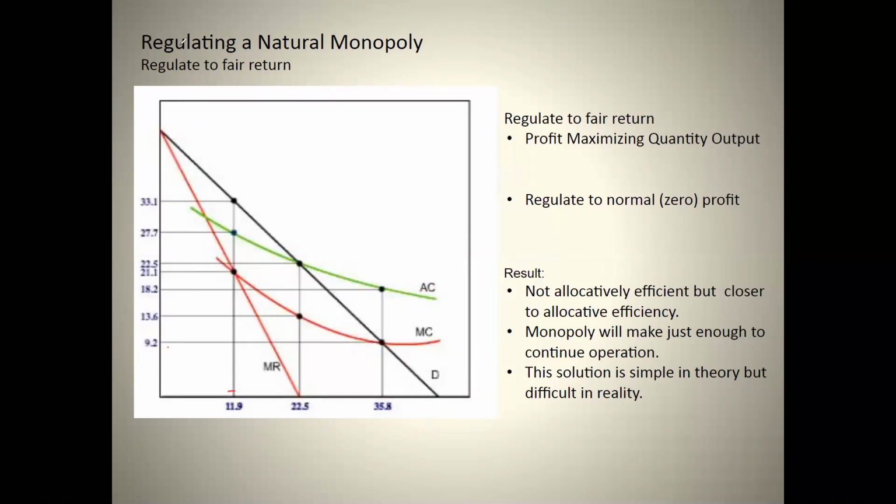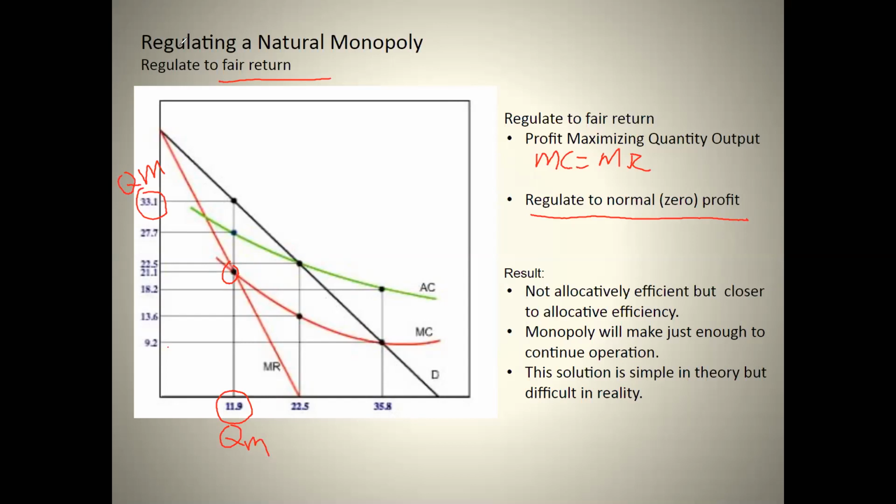So this would be, because it's MC equals MR, marginal cost equals marginal revenue. This is the quantity the monopolist would want to produce. I go up to the price curve, right here. That's the price for the monopolist. So what if we were to regulate to normal or zero economic profit? That's what fair return is. Fair return is this idea of normal, zero. They're synonyms, all meaning the same thing.